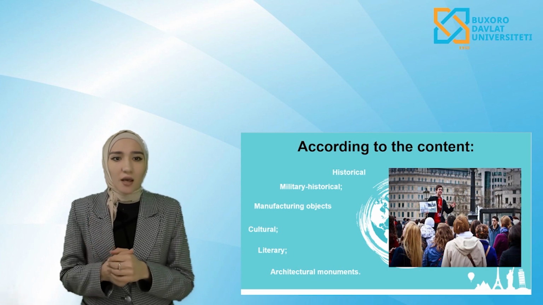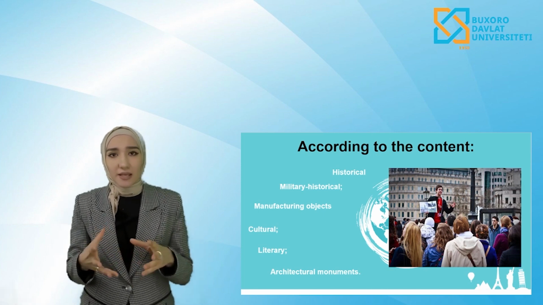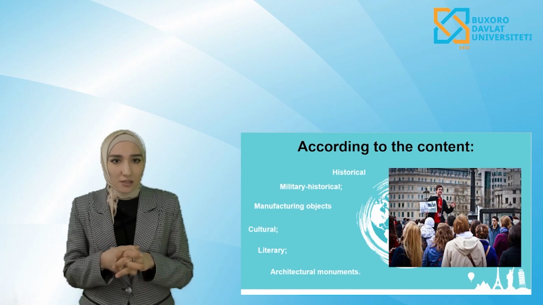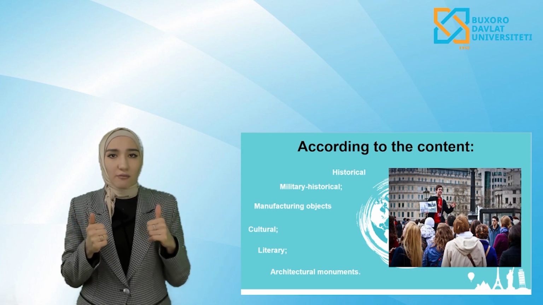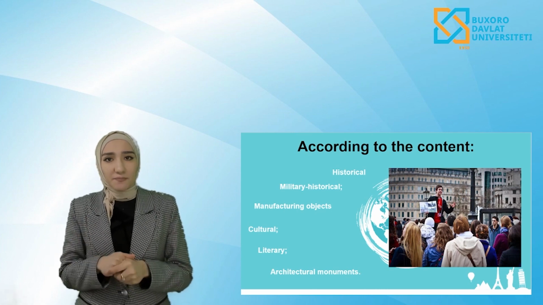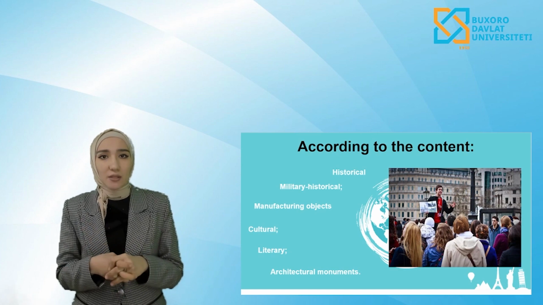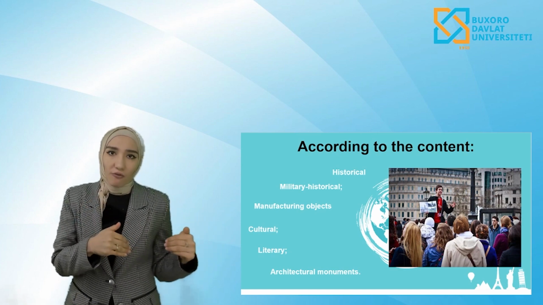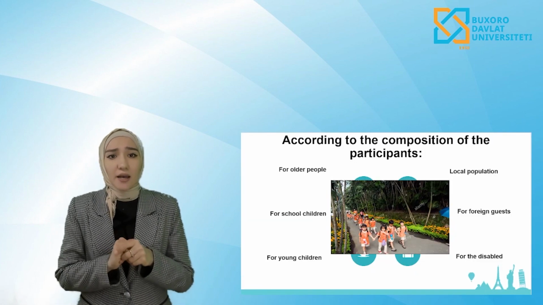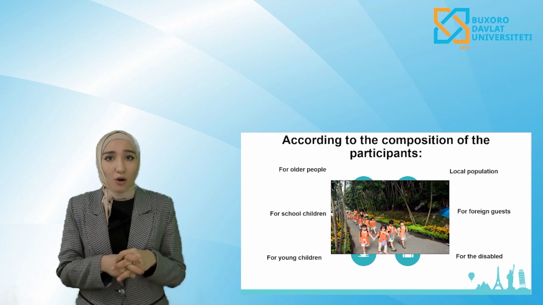Let's take an example, manufacturing object. For instance, if you go to a manufacturing object, you can get acquainted with its products and with its working process. So today, the content of our excursion is manufacturing objects. If it is historical, we mainly get acquainted with the historical side of the object, and etc. And the next one is according to the composition of participants. It means each category of travelers.